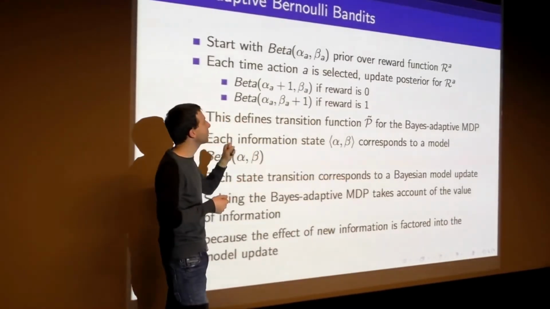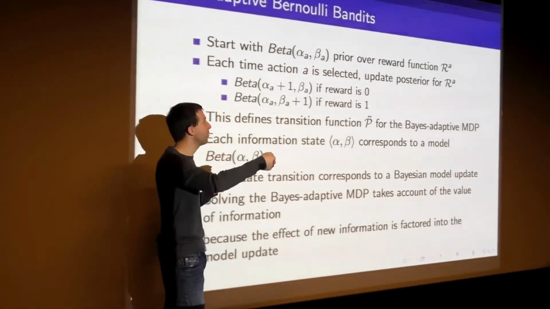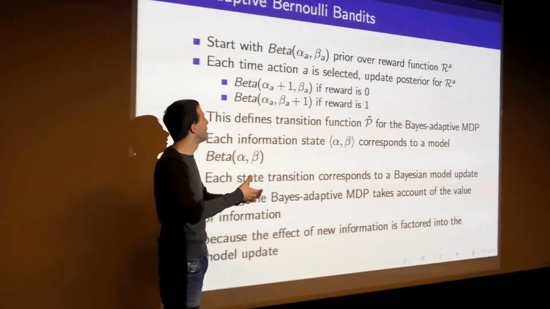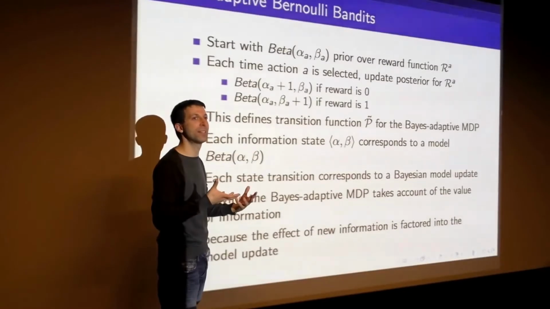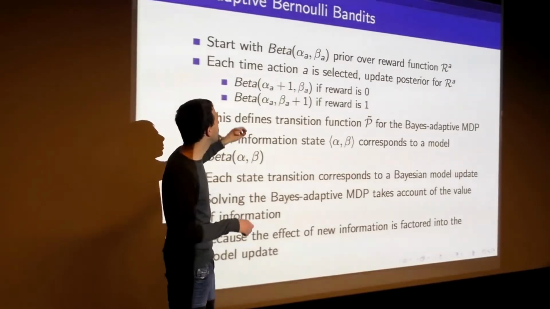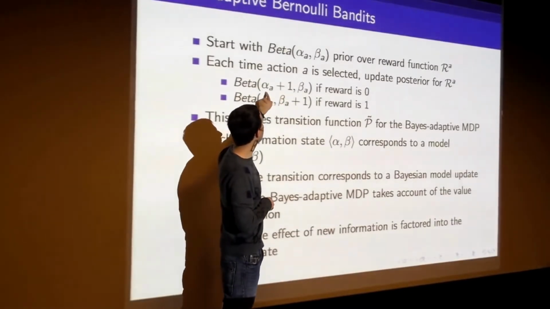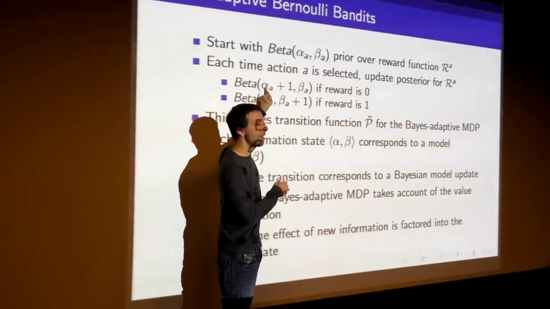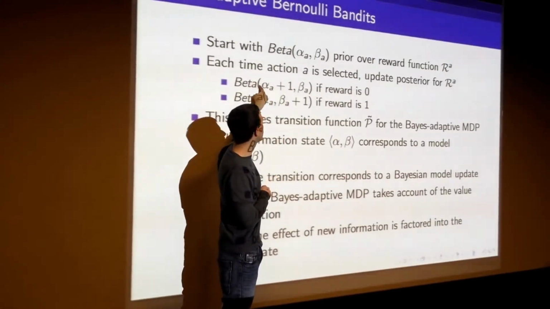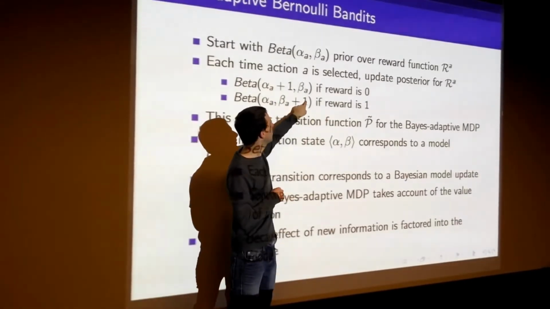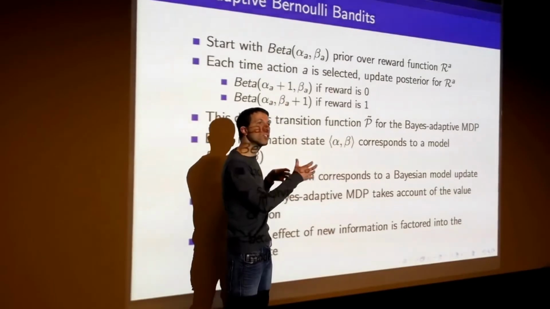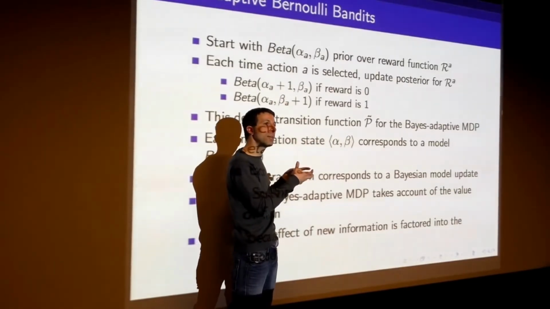And then every time an action is selected, we just update the posterior. We update this beta distribution. The beta distribution has this really nice property that all you need to do is count things. If we see a reward of 0, we update our failure count, adjusting our posterior distribution. We increase our failure count by 1. And if we succeed, then we increase our success count by 1. This just changes our beta distribution a little bit.